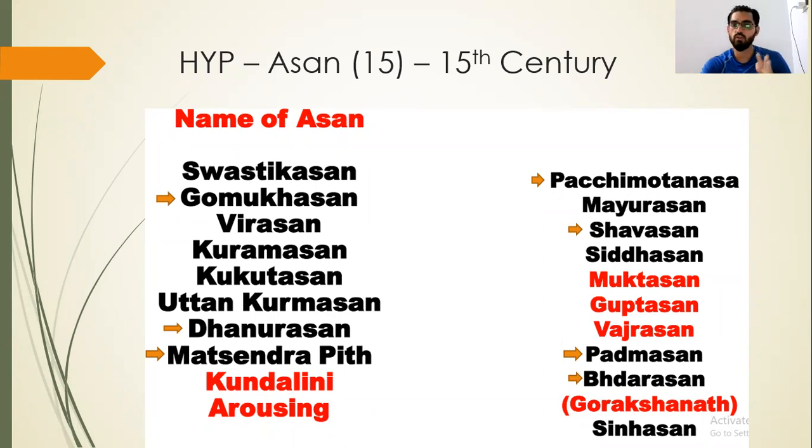Okay, so Machendrasana is not there. This is there in level 3. And even Bhadrasana is also not there. So Padmasana, Savasana, Paschimottanasana, Dhanurasana, and Gomukhasana. 5 asanas are there out of Hatha Yoga Pradipika. Rest are not there.